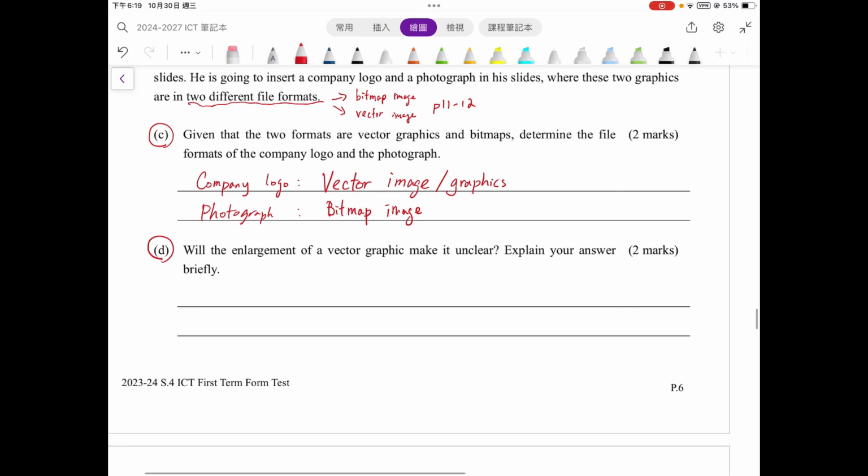So for question D, will the enlargement of a vector graphic make it unclear? Explain your answer. So this is very easy. 2 marks. First of all, you need to answer yes or no. So definitely no, because we know that vector image resizing won't have the squares and pixels coming out from the image. When you do the enlargement, of course, enlargement means going larger and larger, right? So it won't make it unclear.